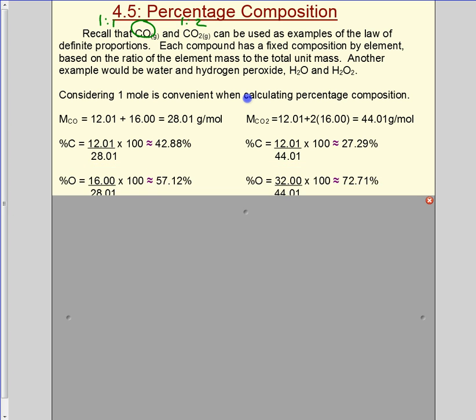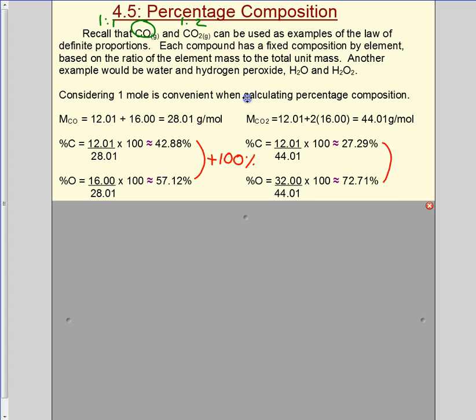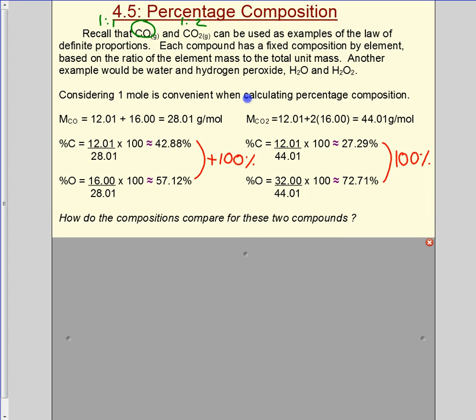So we can calculate it directly using the mass of oxygen, or we could calculate it indirectly. And of course, we'll notice that these two numbers here add up to 100%. So we could easily find the second by subtracting the first from 100. So that's a direct calculation of percentage by mass. How do they compare? Well, we can certainly see that the percentage of oxygen in carbon dioxide is higher.